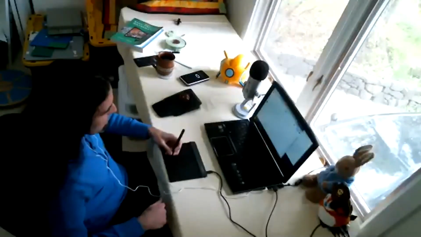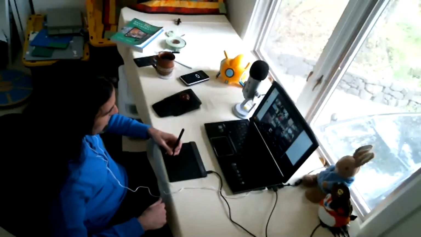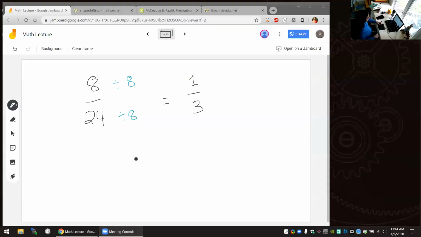So I can't see what you're writing, by the way. Oh, I didn't put share screen back on. Thank you for letting me know. Share screen. There we go. Good interruption.